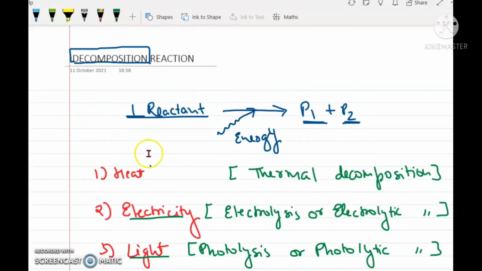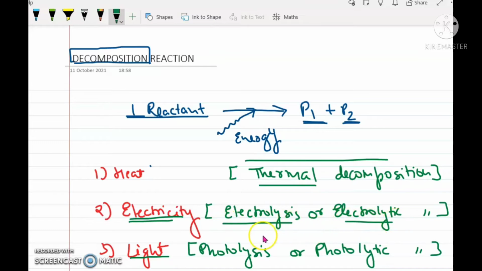Please keep it in mind that whenever options are given to you in multiple choice questions, and the investment of energy is in the form of heat, and they ask whether it is a decomposition reaction or a thermal decomposition reaction, please try to choose the most appropriate one. If it is heat, choose thermal decomposition reaction. If it is electricity, do not choose simple decomposition; choose either electrolysis or electrolytic decomposition. Similarly, for reactions in which light is the form of energy used, please use the keywords photolysis or photolytic decomposition.